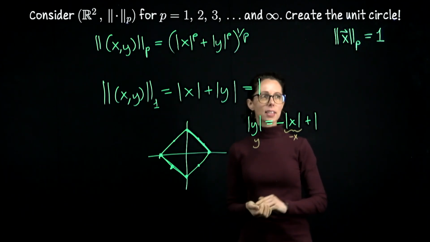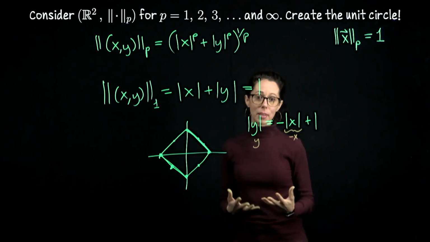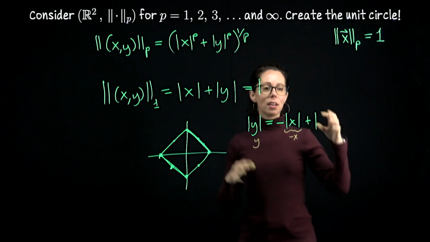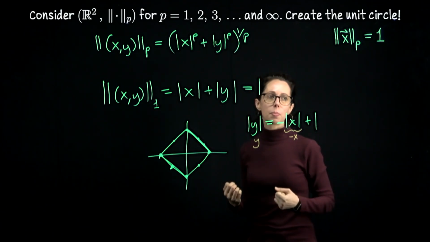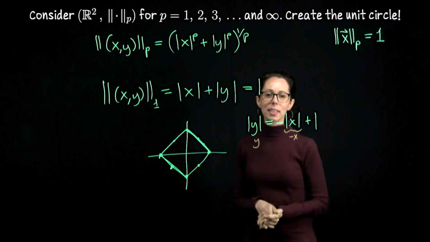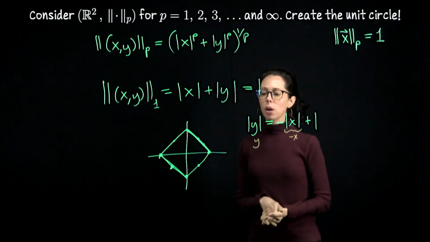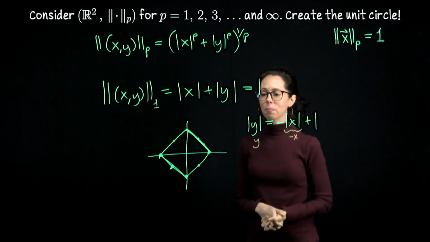With respect to this taxicab norm in general, circles, what we call circles, are diamonds. So if I say, what is the circle about the origin of radius 2 with respect to the taxicab norm, it's going to be just a larger looking diamond shape. So that's the idea here, is that with this other norm, we can create geometric ideas like circles. They might look different though.